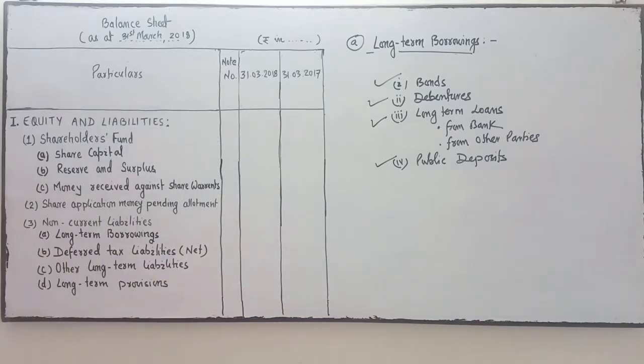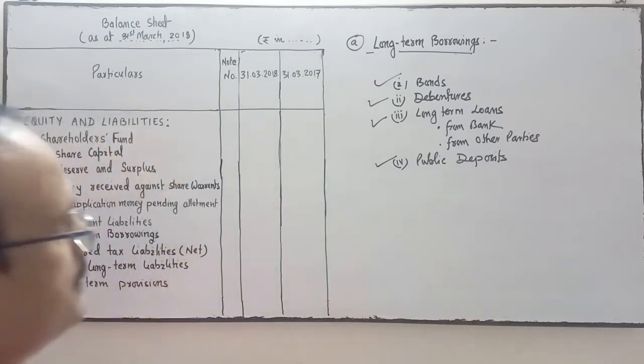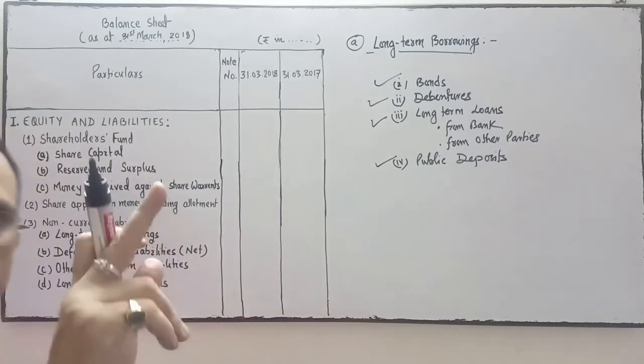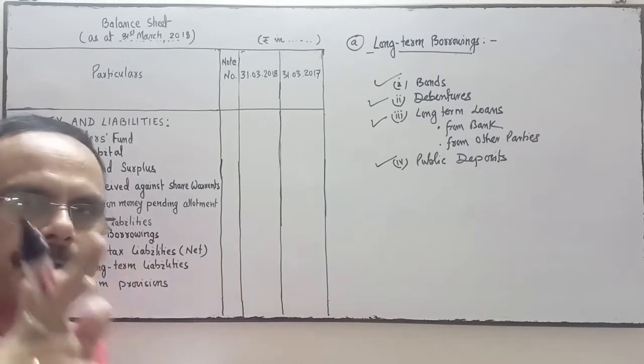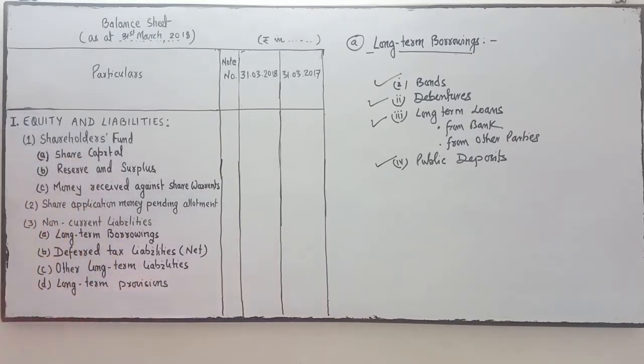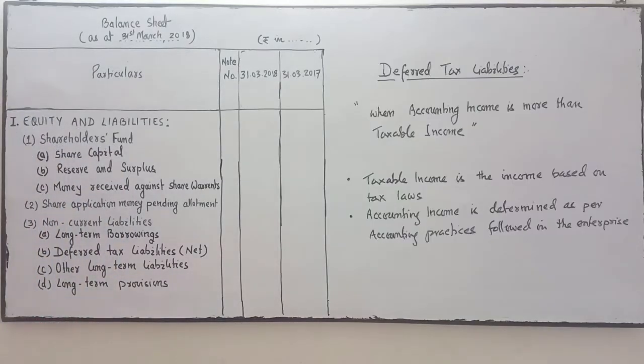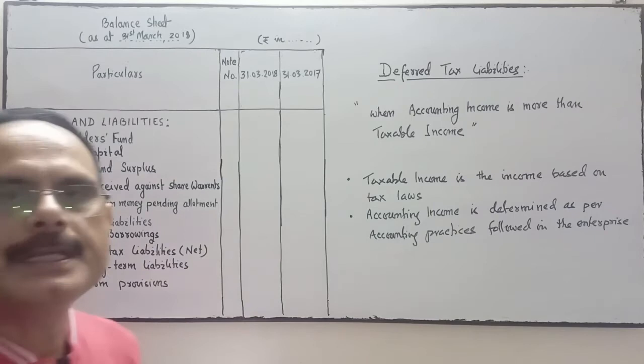Okay. So long-term borrowings refer to loans taken by the company. Borrowings may be classified as long-term borrowings when they are payable by the company after 12 months from the date of the reported balance sheet. Now, after long-term borrowings, we come to deferred tax liabilities, net.